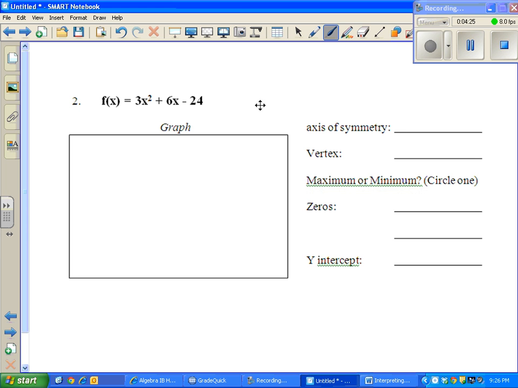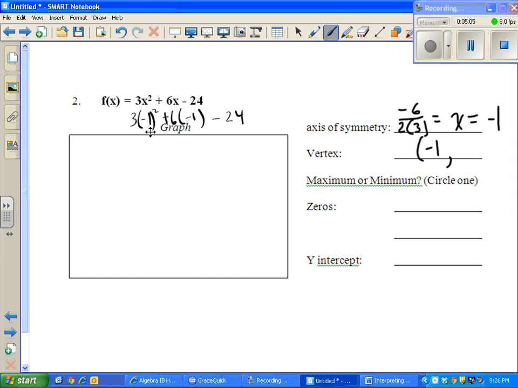Let's take a look at number 2, axis of symmetry. The axis of symmetry is the same no matter what. So it's negative b over 2a. So we're going to take negative 6, because you took the opposite, divided by 2 times 3. That's going to be a grand total of x equals -1. The vertex will always occur on the axis of symmetry. So we're going to take our axis of symmetry and plug it in to our equation. That looks like this: 3 times -1 squared plus 6 times negative 1 minus 24.